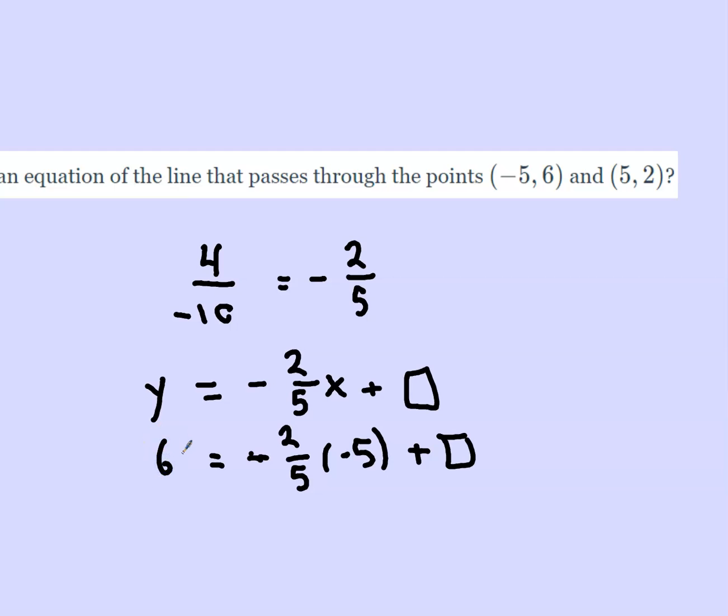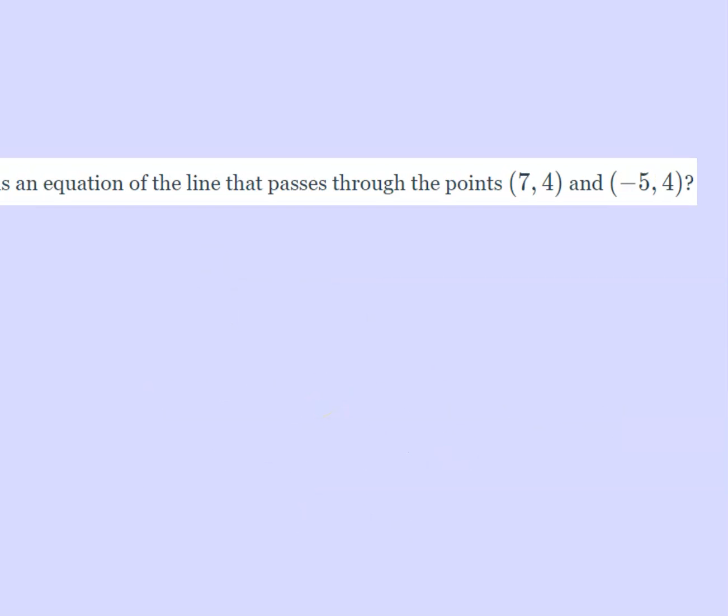Well, negative times a negative is positive. Let's see, 1/5 of 5 is 1, so 2 of them ought to be 2. What am I going to add on to 2 in order to get to 6? Well, 4. So when it's all said and done, I'm going to have a 4 there. Y equals negative 2/5 x plus 4. Well, what happens when you get to something like this? You'll notice that when I subtract the y's, I get 0. And when I subtract the x's, let's see, 7 minus negative 5 is 12.